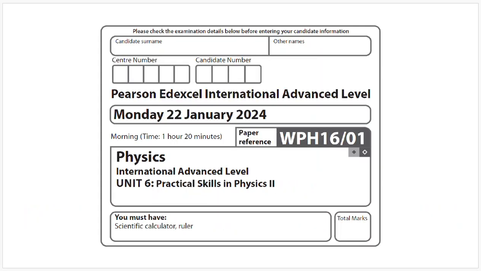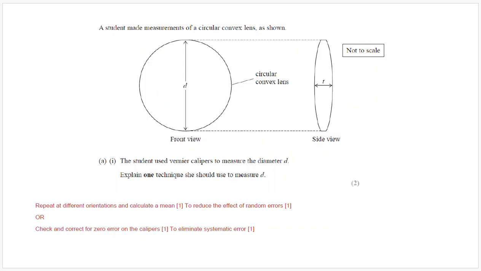So for this specific topic, we'll be taking Jan 2024 as our example. The first question has nothing to do with combining uncertainties and percentage uncertainties, but since we'll be solving the entire question, I've just kept it.